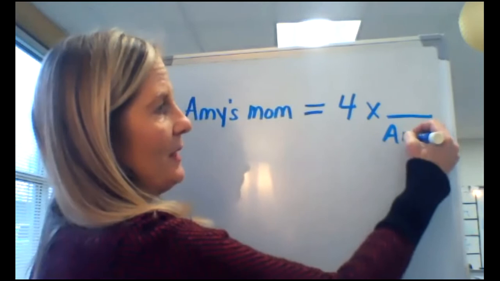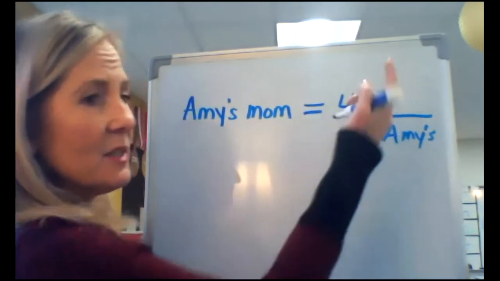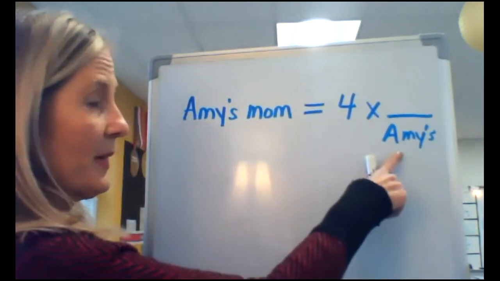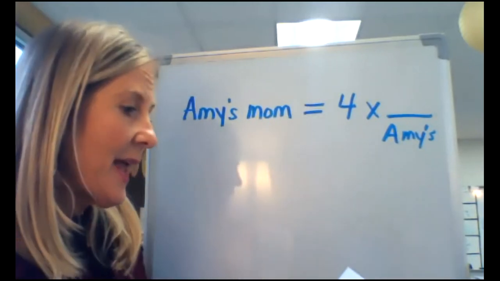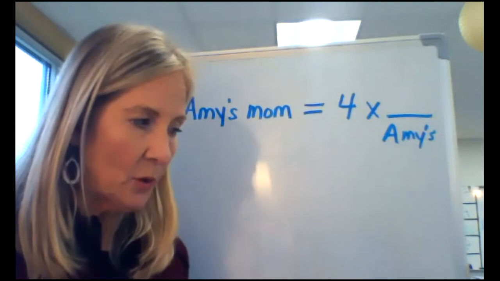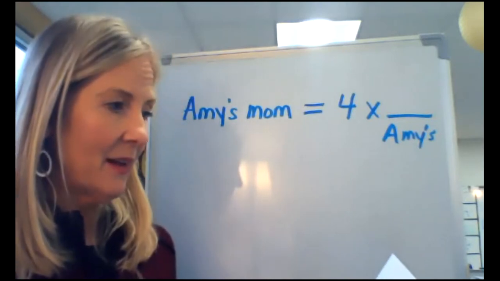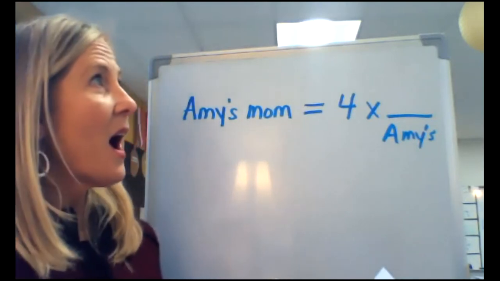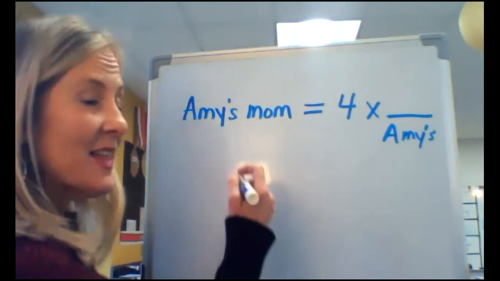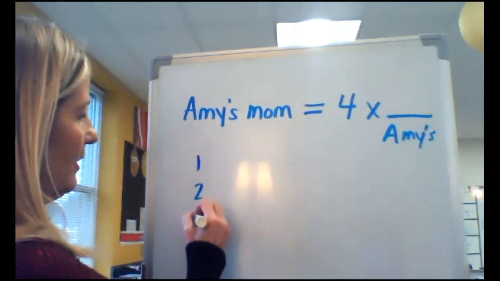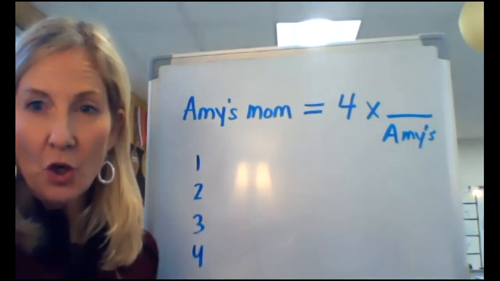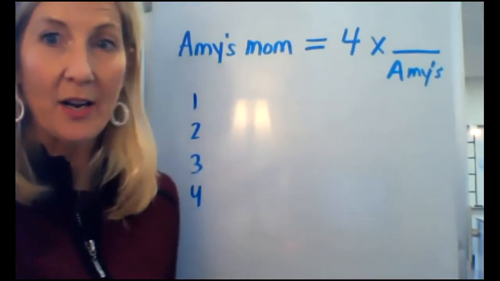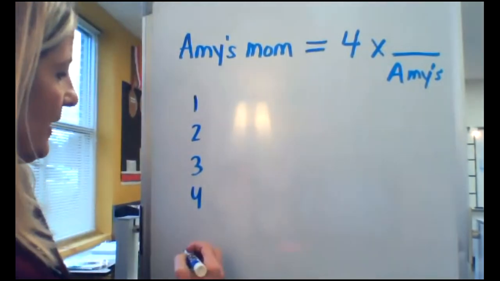And I don't know Amy's numerical age, so I'm just going to write a blank, but I know that it's Amy's age. Okay. In 4 years, Amy's mother will be 3 times as old as Amy will be then. Oh, okay. I know from this sentence that 4 years are going to be passing in this problem. So I might make some type of chart or table or way to keep track of that.